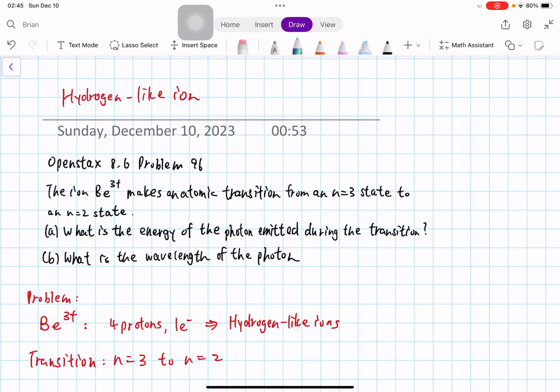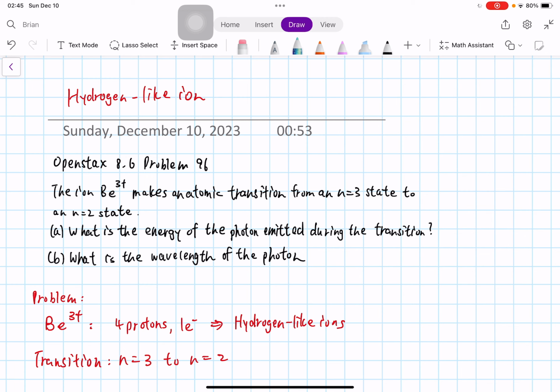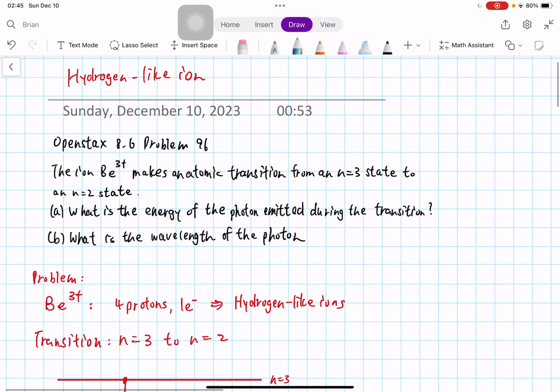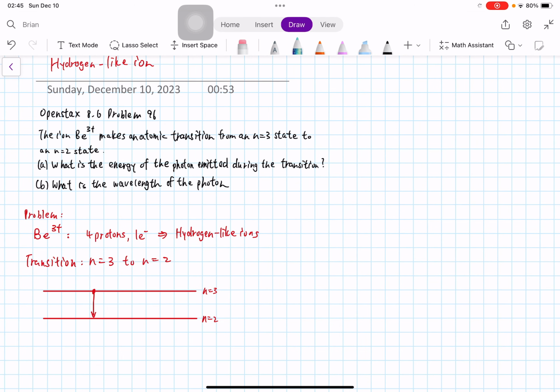Here I'm going to cover the hydrogen-like ion, which is Bohr's atomic model of hydrogen, but in this case it would be the hydrogen-like ion case. This problem is taken from OpenStax 8.6, problem 96. The ion beryllium 3+ makes an atomic transition from an n equals 3 state to an n equals 2 state, and it is asking us to find the energy of the photon emitted and the wavelength of the photon.